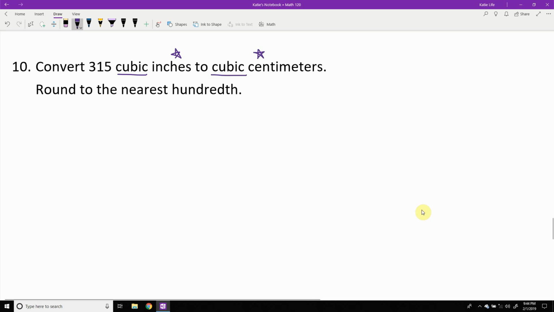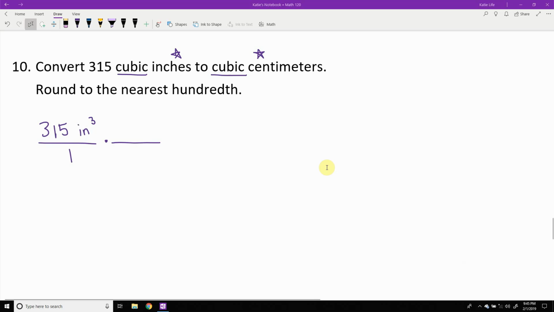And then also reflect the fact that we are in a higher dimension by cubing all of our units of measure. Okay. So again, to start with, I'm going to put the given information, 315 cubic inches over 1, and then set up my conversion ratios to reduce this unit. So I want to end in cubic centimeters.